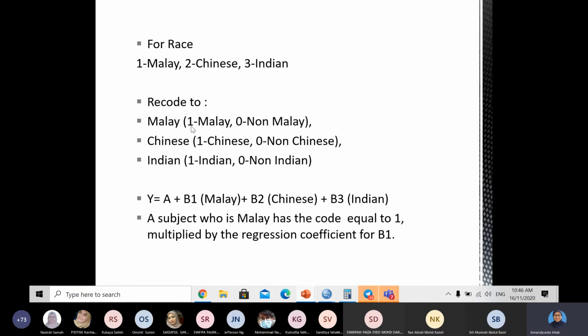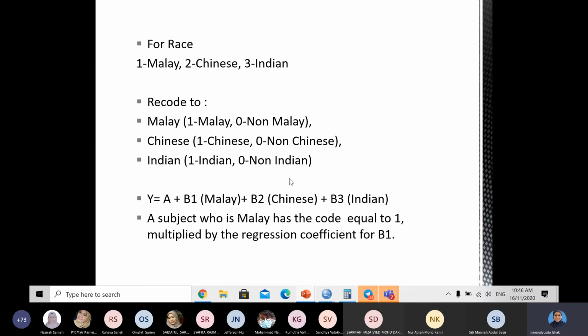Okay, you recode for Malay. For the variable Malay, 1 is Malay, 0 is non-Malay. Chinese, 1 is Chinese, 0 is non-Chinese. Indian, 1 is Indian, 0 is non-Indian. So you have three columns: one column for Malay, non-Malay, another one for Chinese, non-Chinese, another one for Indian, non-Indian.